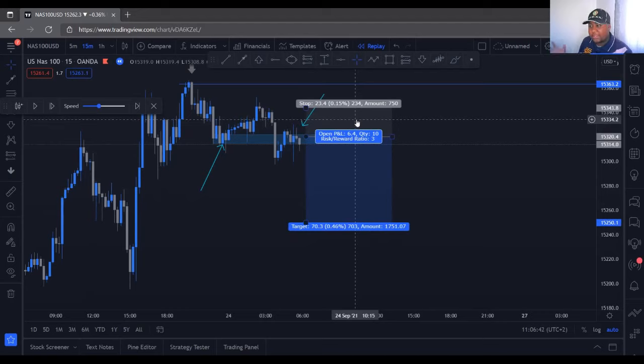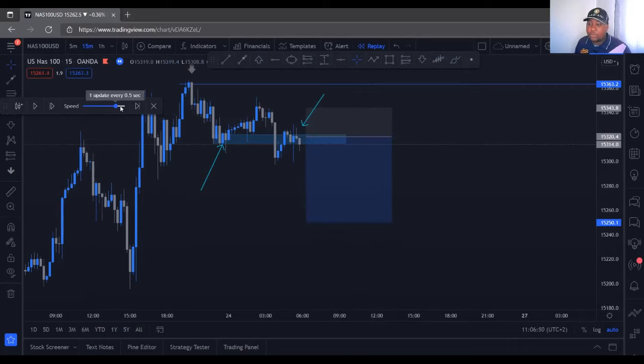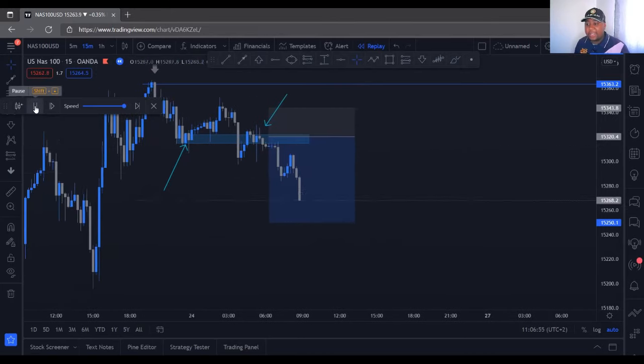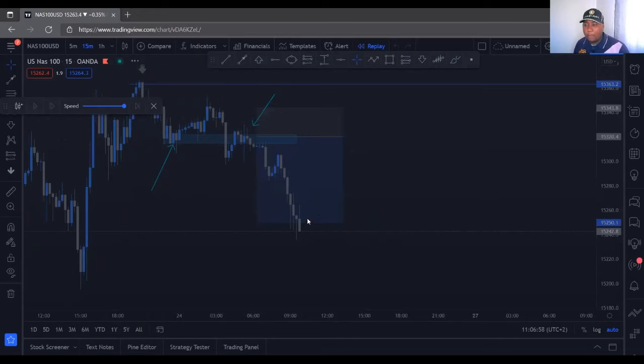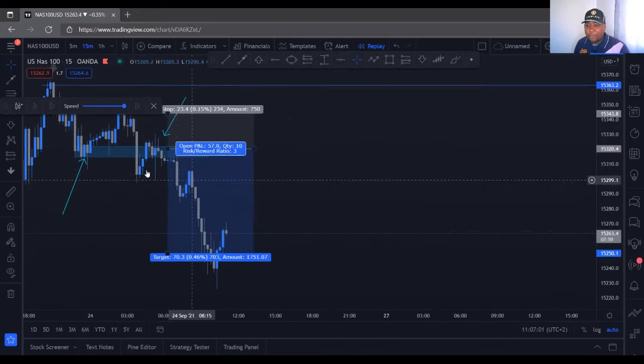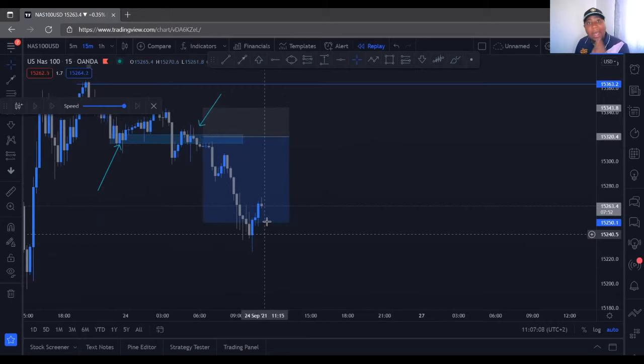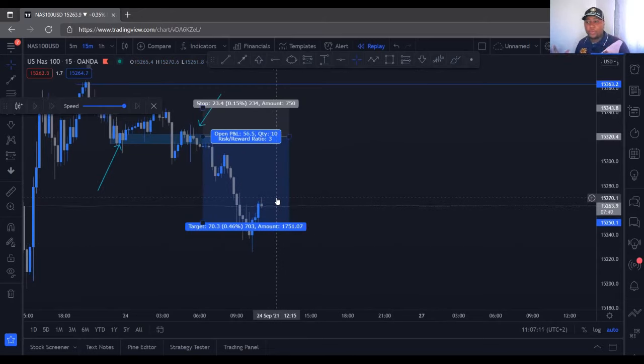In this case, I was willing to lose 23 pips, but I was also willing to gain 70 pips. Let's just let it play out. I'm going to play it out really fast because I don't want to waste any of your time. We can definitely see how it started playing out. There was a lot of momentum that kicked in, and within under an hour you're able to maintain a high confluence trade with high liquidity and take 70 pips in just under an hour.